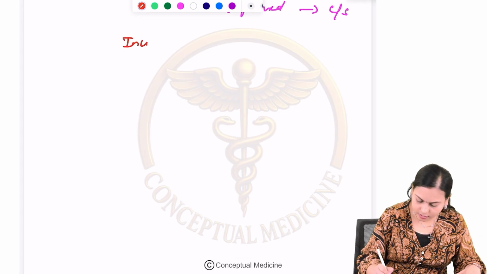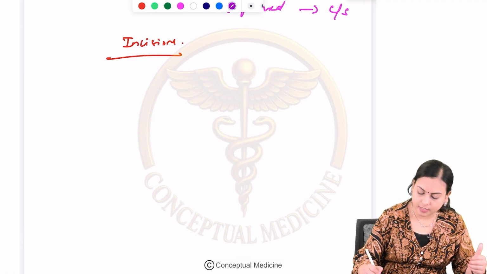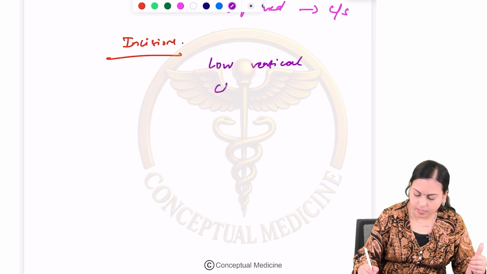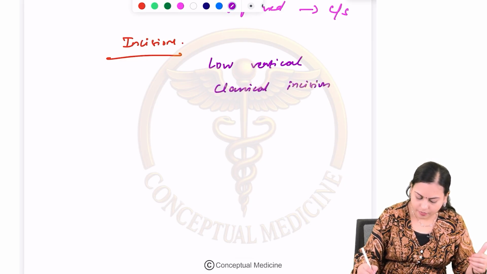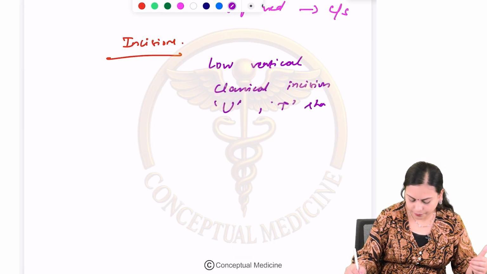So incisions while doing cesarean section should be of any of the following types. It can be a low vertical incision or even a classical incision can be needed in some cases, or you can prefer some other types like a U-shaped incision or T-shaped incision, etc.